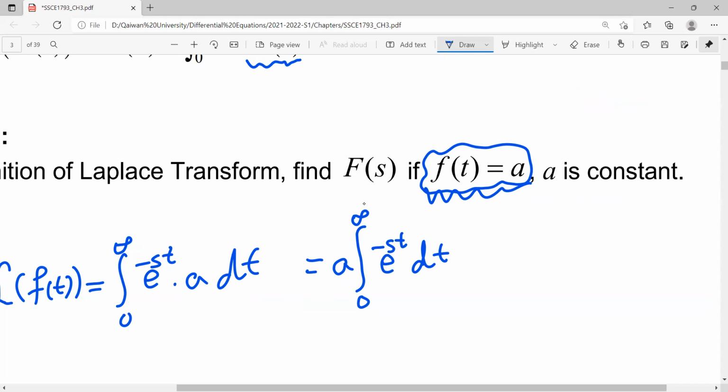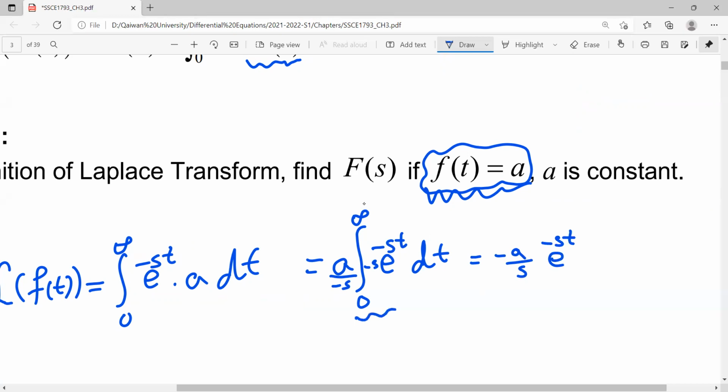What's the integration of e to the power minus st? We must have the derivative of the exponent, and the exponent is minus st. Derivative of minus st is minus s. So you must have minus s here, and we divide by minus s. And we say it equals minus a over s e to the power minus st.